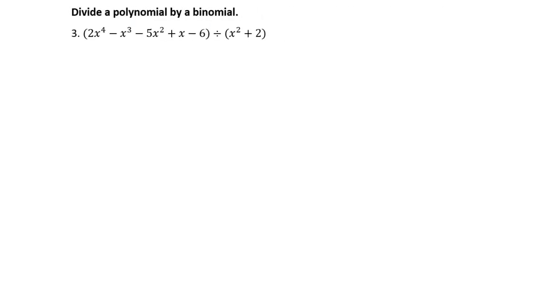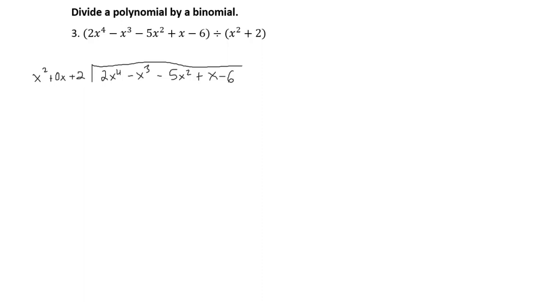All right, let's look at another example. All right, so this one's a little bit different because it's now x squared plus 2. But what I like to do is put a placeholder so I remember that a term was skipped, the x term was skipped. Okay, underneath the fraction bar, I'm going to put the 2x to the fourth minus x to the third minus 5x squared plus x minus 6. I would do the same thing if one of these powers were skipped, but since all of them are there, 4, 3, 2, 1, and the power of 0, I can leave it like that.